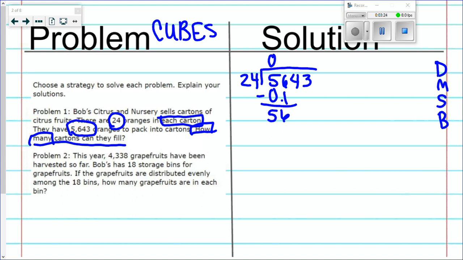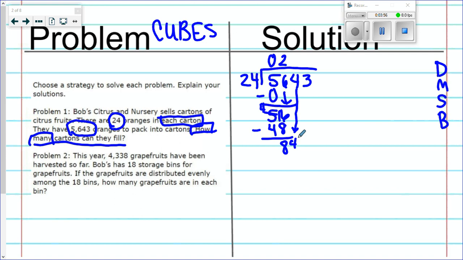So I brought down that 6. Now I'm going to be able to make how many groups of 24 out of those 56? I'm going to be able to make 2 groups. That's my divide. 24 times 2. You might have to come over to the side and do a little bit of work for that, but I do know that that is 48. I am now going to subtract. I'm going to get 8 when I subtract, and now I'm going to bring down the 4.